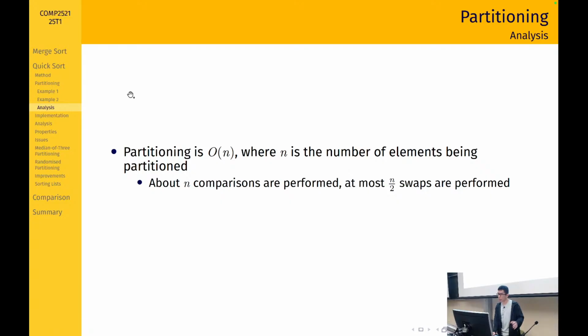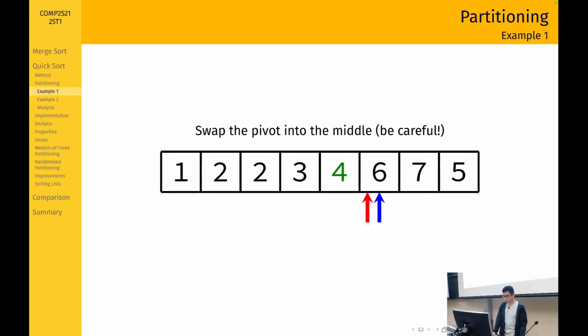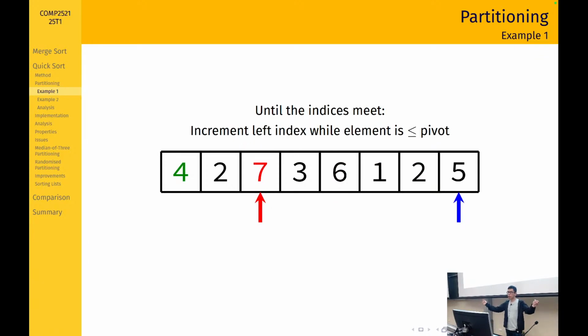Okay, so let's analyze partitioning. Partitioning is big O of n, right, where n is the number of elements, so n is the size of the subarray. Okay, and why is that? That's because think about what we're doing here. Right? We're just creating 2 indices, and combined, they're going to be scanning all the elements of the array, right? So we're performing about n comparisons, right? And then we're also performing some swaps, but the number of swaps we're performing is at most n on 2, right?